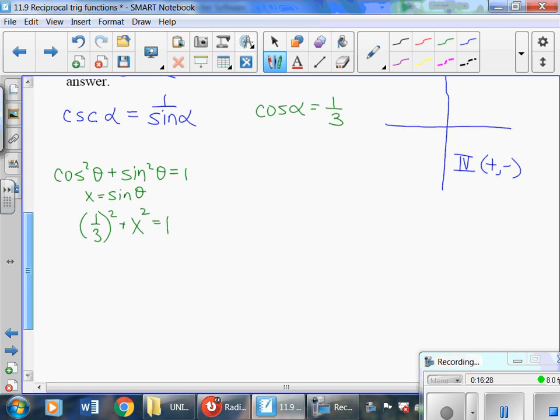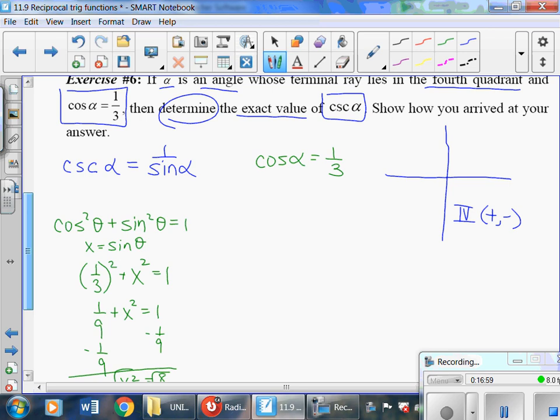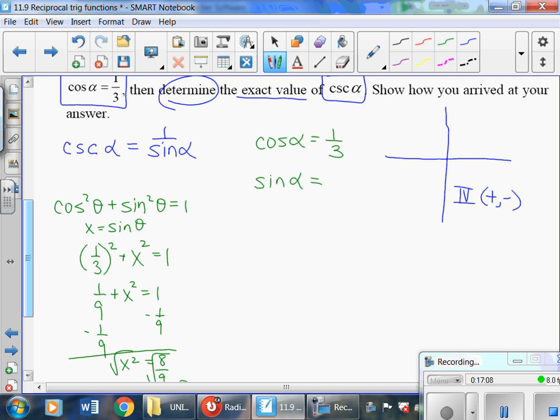So I get 1/9, right? When you square the numerator, you square the denominator, plus x squared is equal to 1, minus 1/9. Use your calculator if the fractions are flipping you out, and you get x squared is equal to 8 over 9. And then you take the square root of both sides, and x is equal to the square root of 8 over the square root of 9, which is 3. Now remember, that's sine theta, or sine of alpha. So I know that the sine of alpha is equal to, what did we say? It was radical 8 over 3.